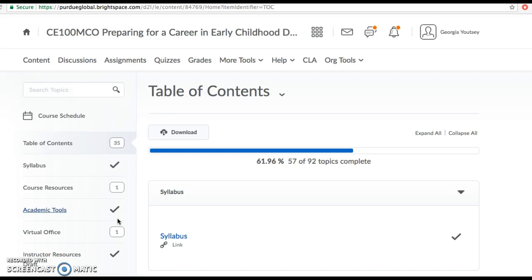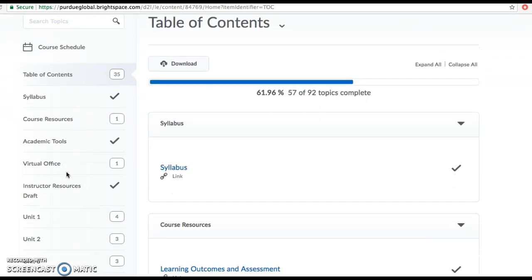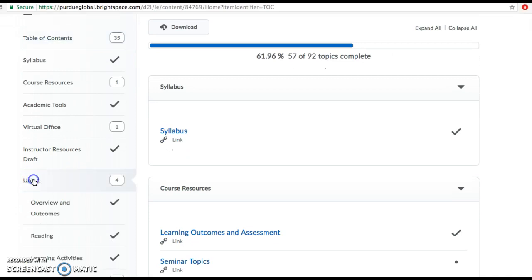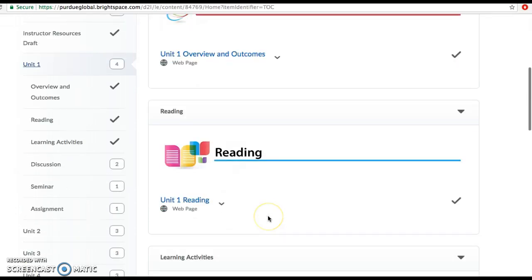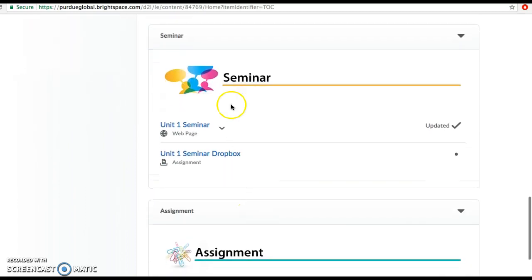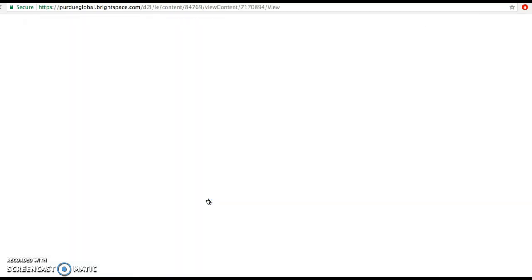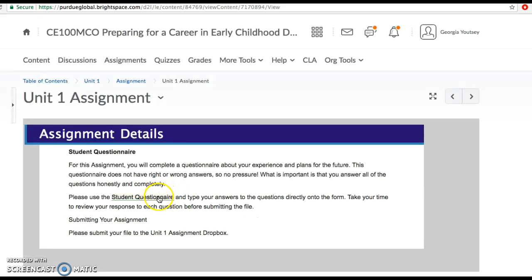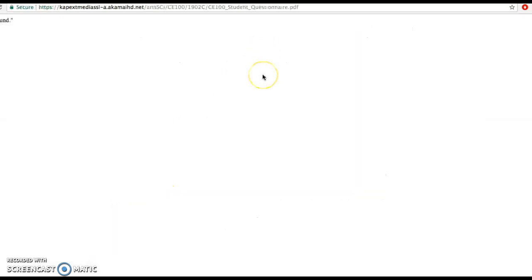I'm going to walk you through a brief discussion of the various things that we changed for CE 100 in our minor revision. The first thing I would like to point out is our Unit 1 assignment. It is really about the same, but the questionnaire has been modified.